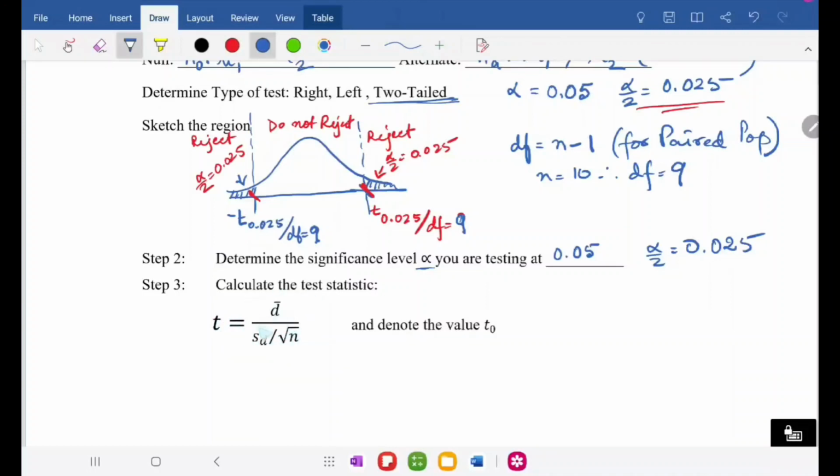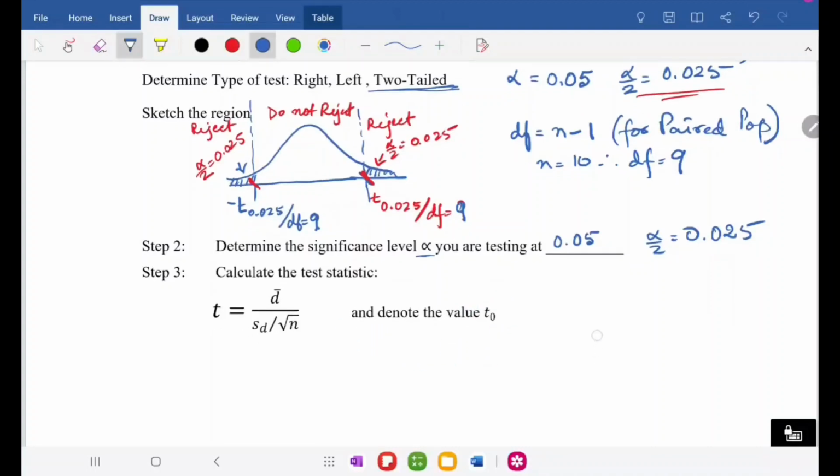Now we come to step 3, which is about calculating the test statistic. Let's look at the formula. It's t equals d bar. Anything with a bar in it means mean. So it's asking us to calculate the mean difference divided by the standard deviation of the difference divided by the square root of n. Looks like a neat formula, especially after what we encountered in the previous sections of this chapter. And we'll denote it as t sub 0.